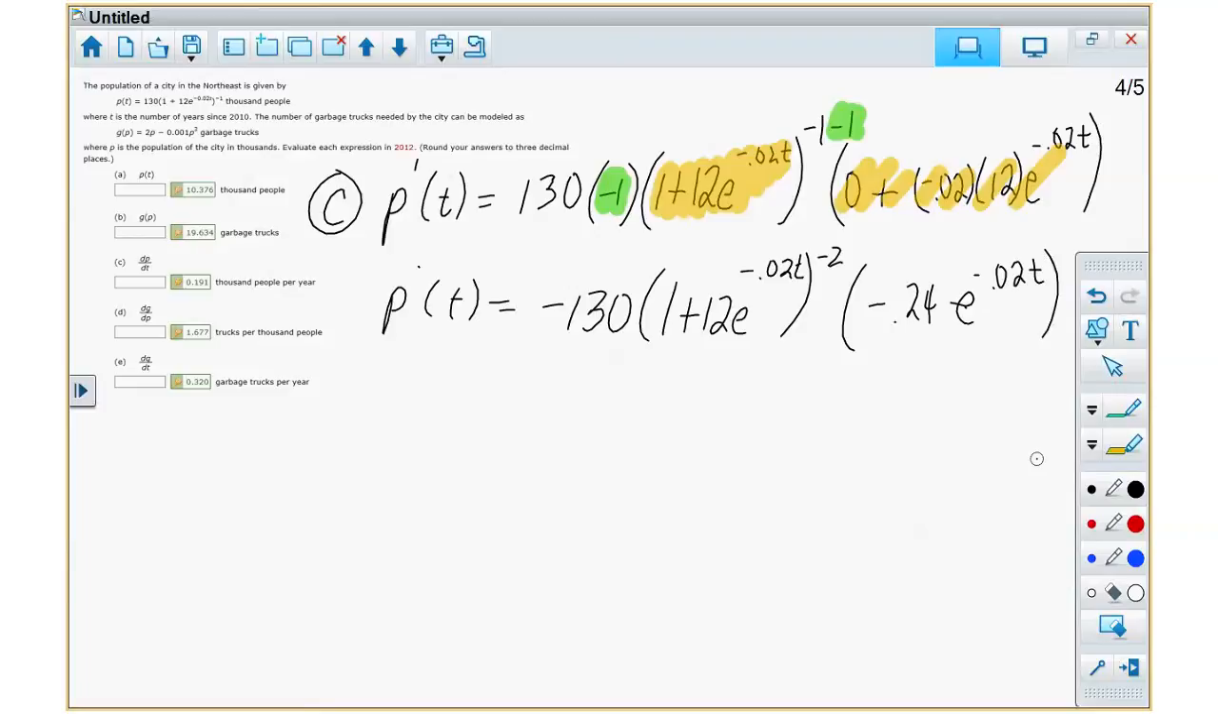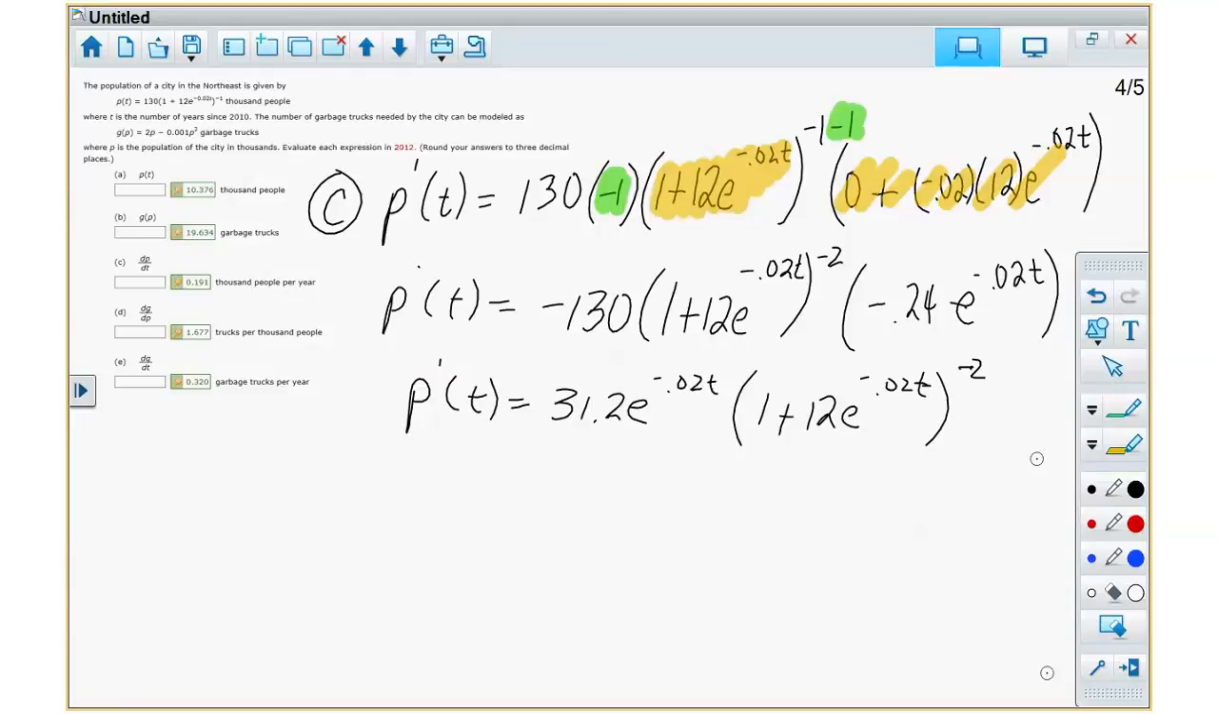Now, could you pull this negative 0.24 and put it over here? Yes. Might as well pull the whole thing because you can't do anything else. So if you want a simplified version, P prime of t is equal to 31.2. Thank you. 31.2 e to the negative 0.02t times 1 plus 12 e to the negative 0.02t to the negative 2. Now, why did you keep the original problem of 1 plus 12e to the negative? You always bring that down. That comes down. That always comes down.